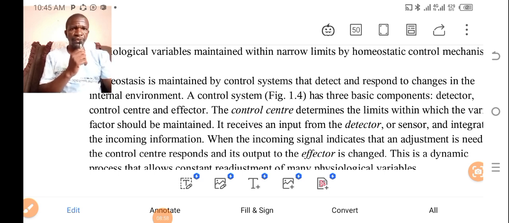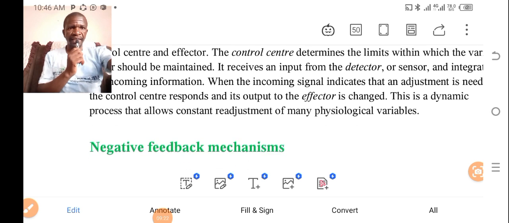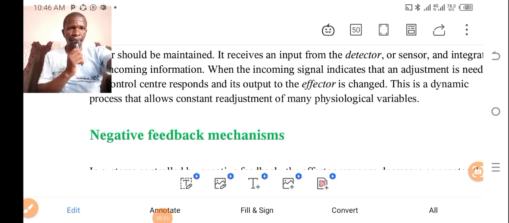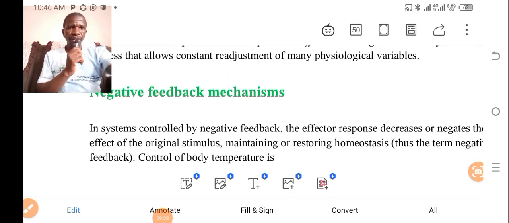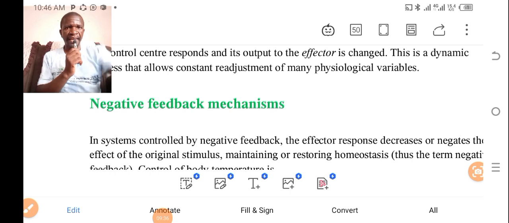So when the brain responds, it integrates, evaluates the information, and sends the information to the effector organs that will then control. So when the incoming signal indicates that an adjustment is needed, the control center responds and sends its output to the effector. So this is a dynamic process that allows constant readjustment of main physiological variables. In order to ensure that you are able to fully understand this, I'm going to explain using a diagram.